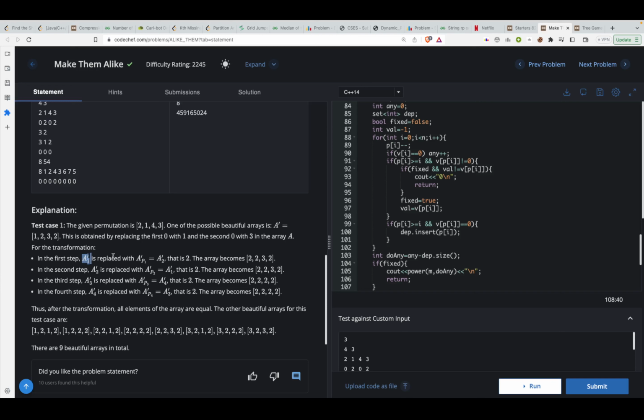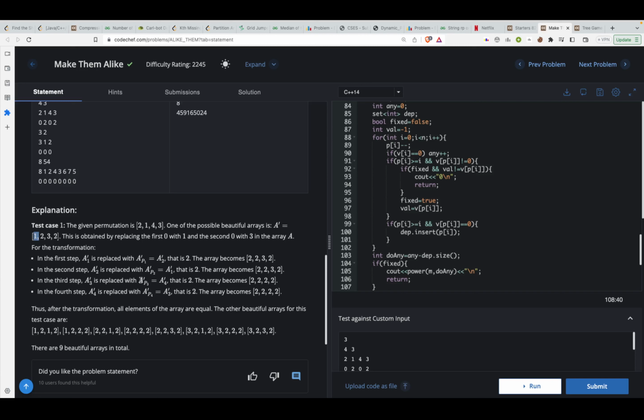Now a1 dash needs to be replaced by a p1 dash. What's the value of p of 1? P of 1 is 2, so we'll replace it with a2. In this particular array that we formed, a2 is 2. So you'll assign a1 this value, then you'll come to 2 and ask what's the permutation at that place. That is 1, so we assign it a1. A1 has already been set to 2, so that's cool. Then we'll go to 3.